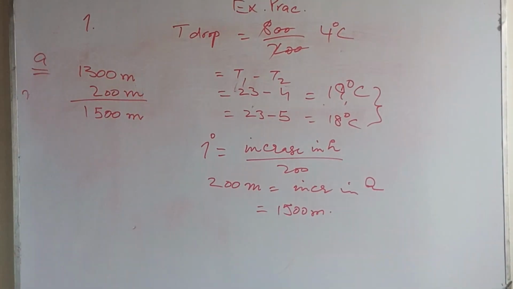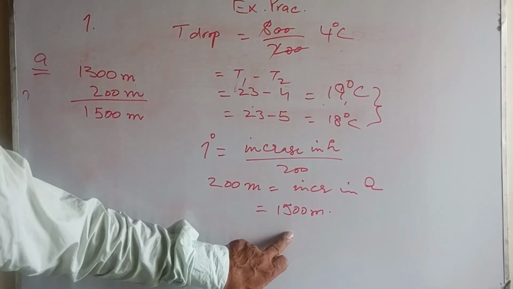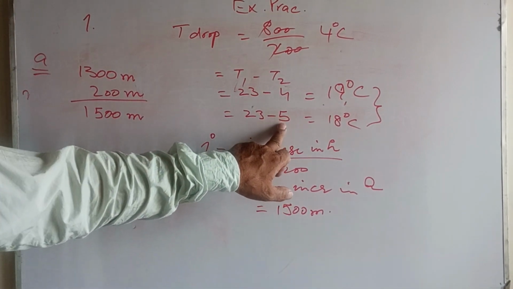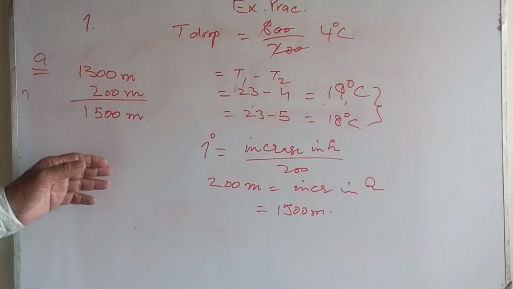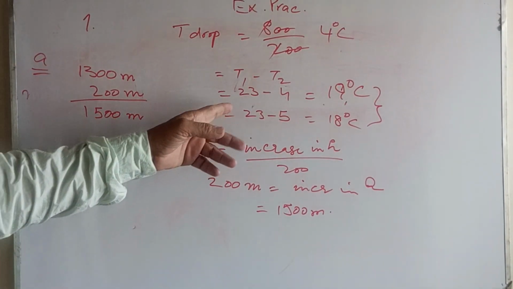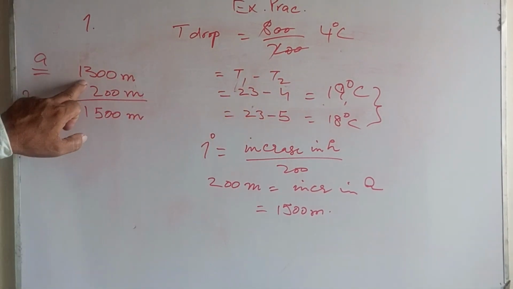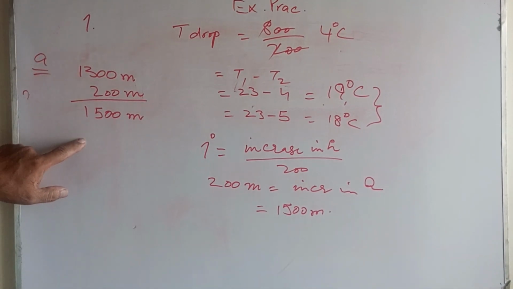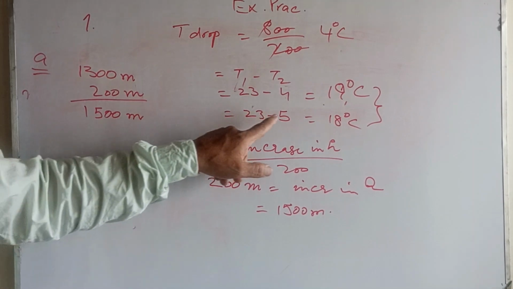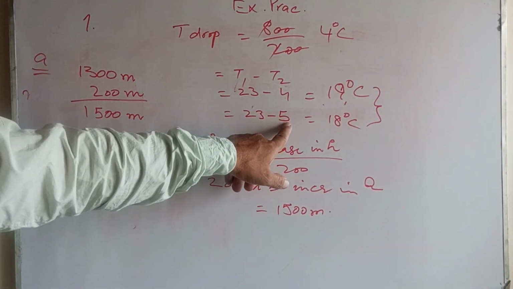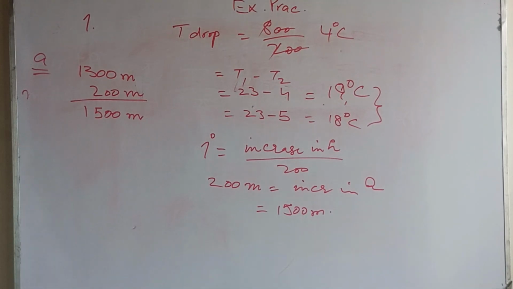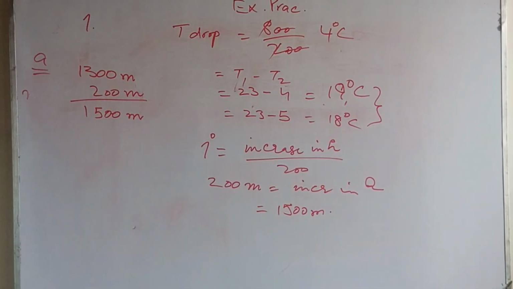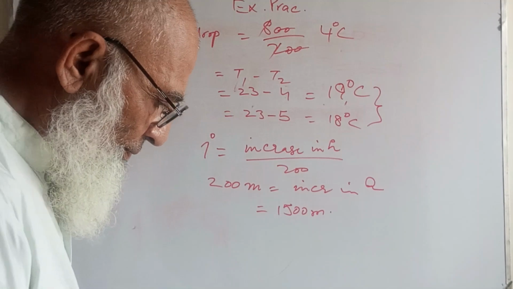Now the total drop of temperature at 1500 meters will be 5 degrees centigrade. The previous one was 4 degrees centigrade at 1300 meters, we have increased 200 meters, and the final answer is 1500 meters, when the total temperature drop is 5 degrees centigrade. What we found in the first was 19 degrees, and now it is 18 degrees. So I hope you have understood my point.